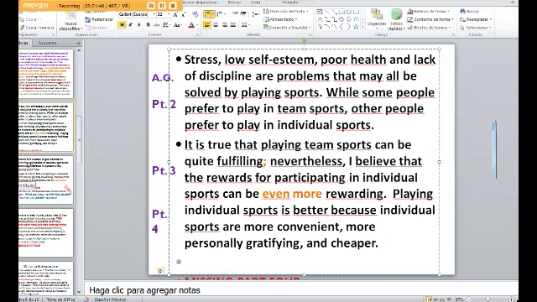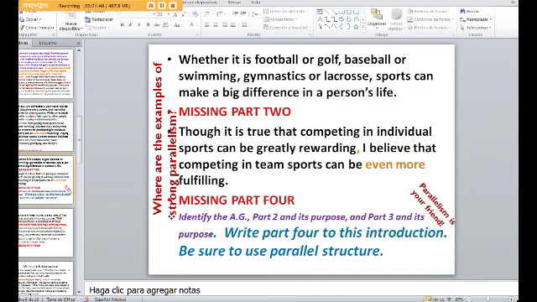Here's another one, very similar. If you saw this on the exam, you would go through the same process. You would not focus too much on the attention getter. It can be a distractor. The attention getter doesn't really tell you what the thesis statement is.